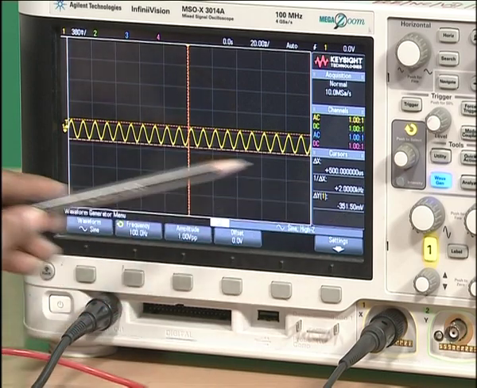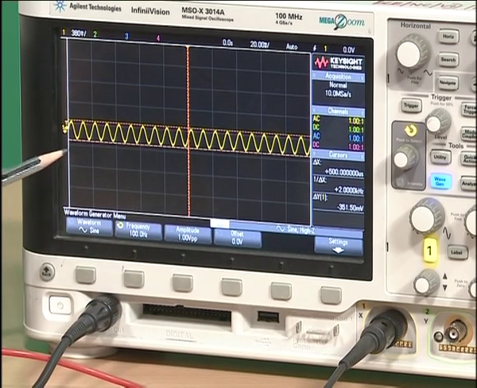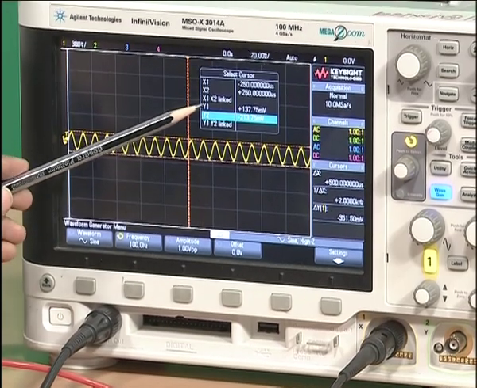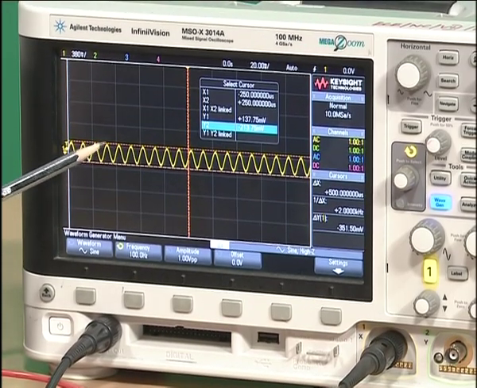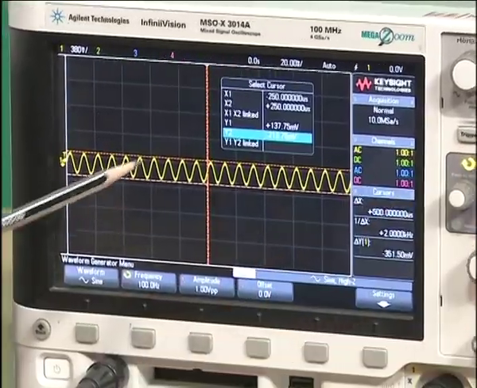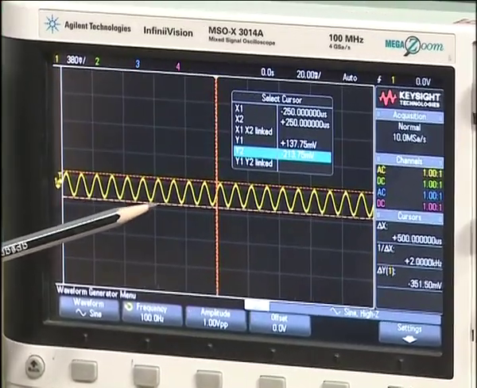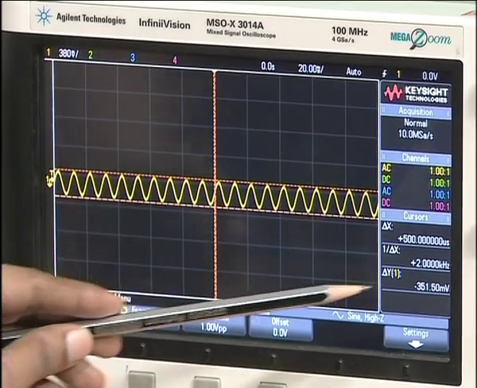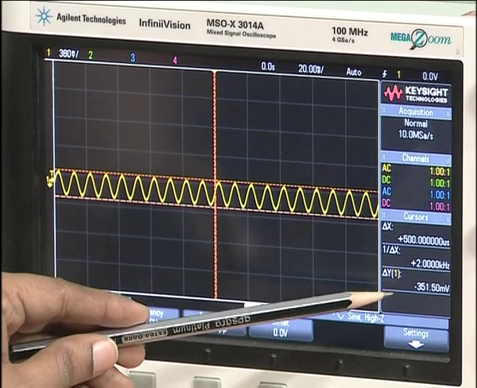The peak to peak amplitude now is 351 millivolt. The Y1 cursor here is set at the highest amplitude, and the Y2 cursor here is set at the lowest amplitude. With this, the difference in the amplitude will give the peak to peak voltage, which is 351 millivolt.